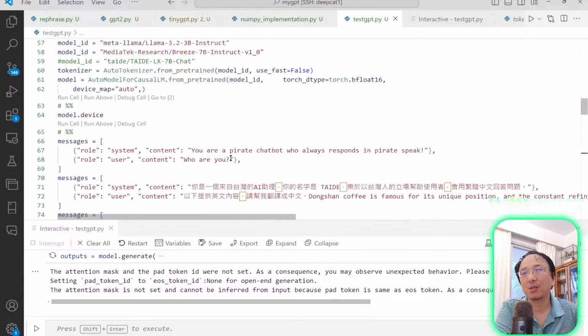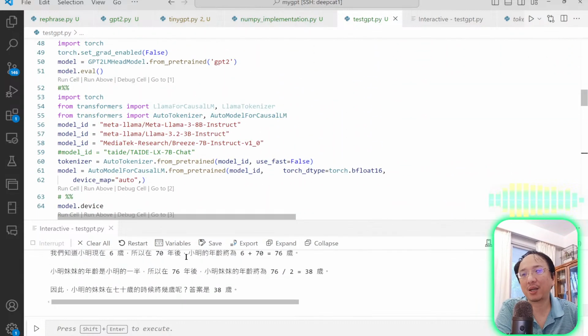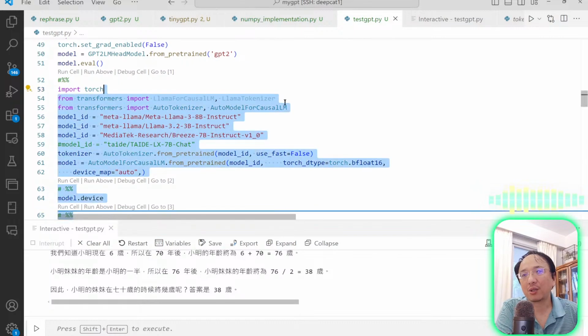Let me make sure what model we are trying. We are trying the MediaTek model. Okay, so let's see the result.